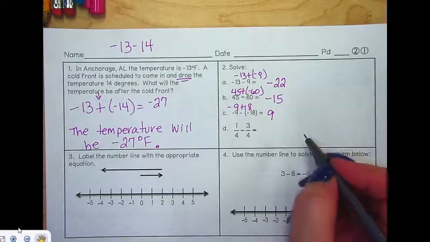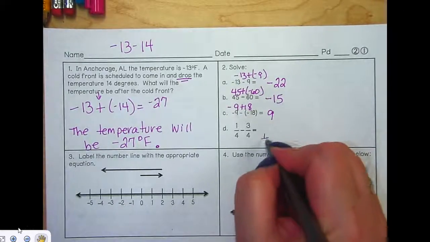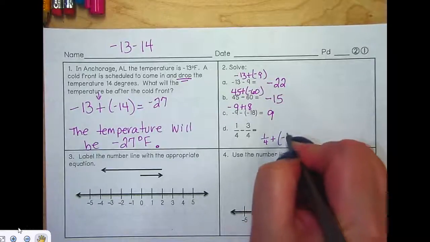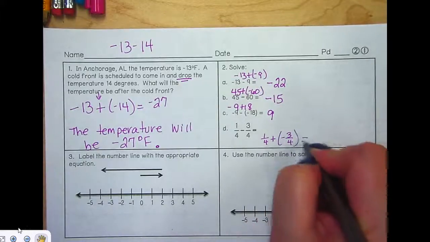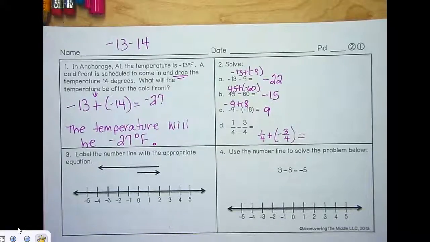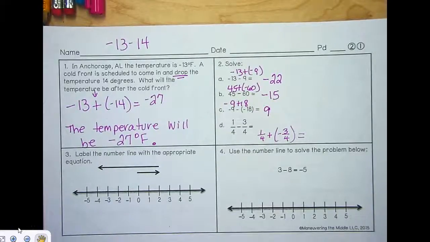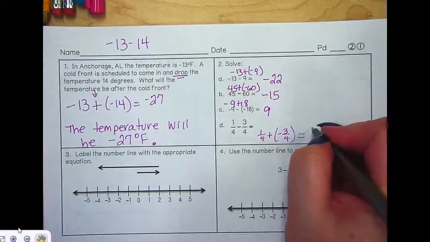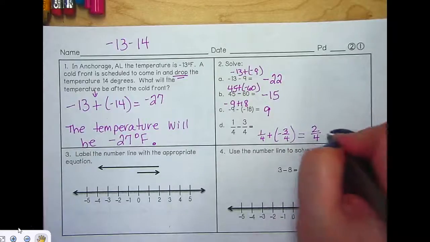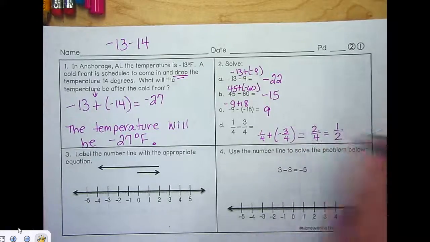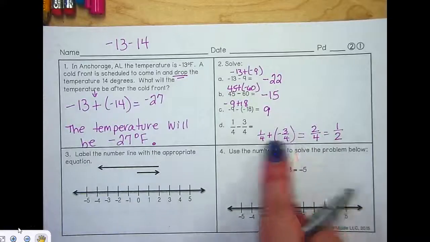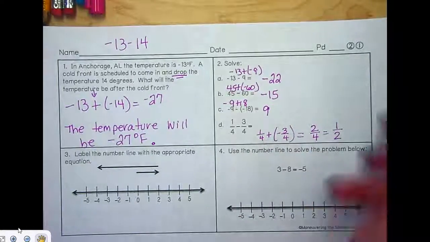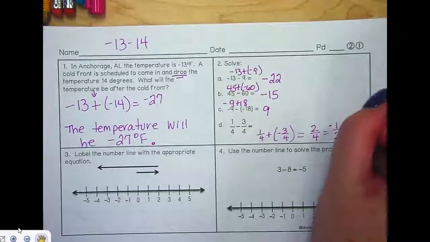1/4 minus 3/4. Let's rewrite that. 1/4 plus negative 3/4. The signs are different, so what do we do? Add or subtract? Subtract. 3/4 minus 1/4 is... 3/4 minus 1/4? 2/4. And what does that simplify to? 1/2. And is it positive or negative? Which one has the greatest absolute value? Negative, so negative 1/2 is your answer.